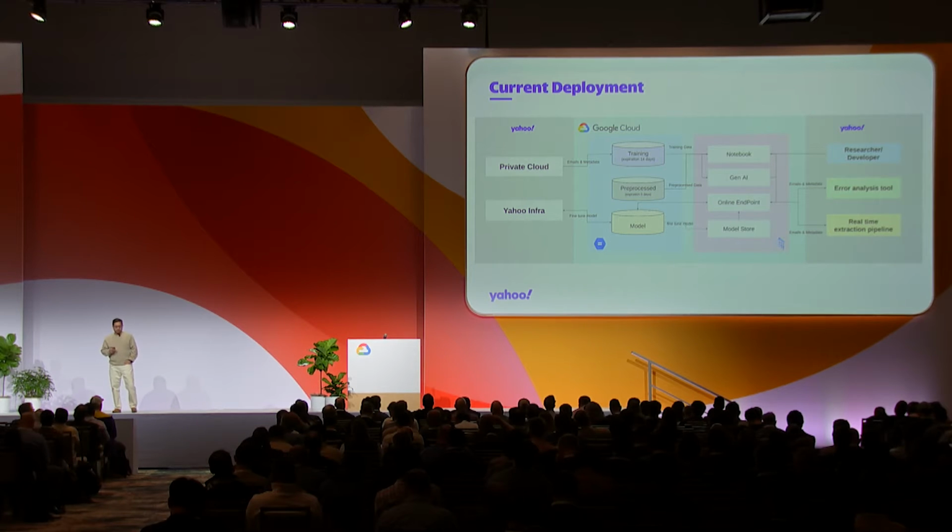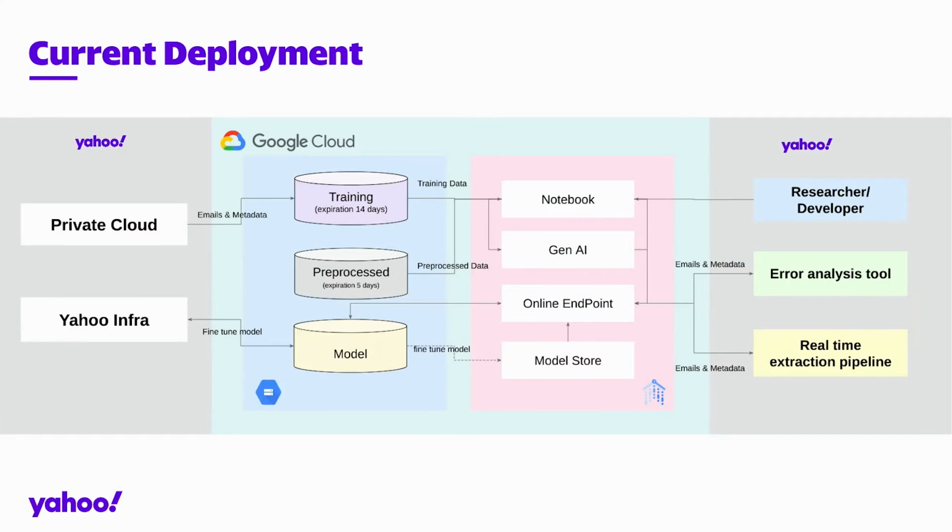This is a very simple view of our deployment architecture. On one side, you can see the private cloud of Yahoo, where we had the test and training data, which got copied to the GCS, which would be used for training the model by our notebook. And on the other side, you can see our extraction pipeline and the error analysis tool.